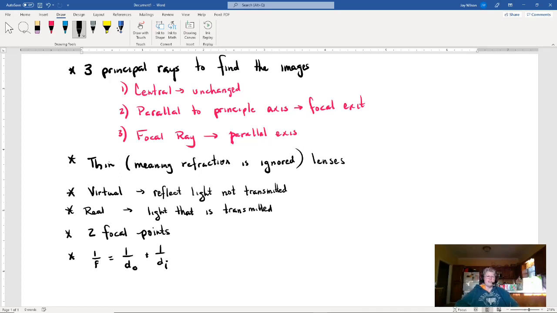Image distance. And we're still going to have that magnification is negative image over object, or magnification is height of image over height of object. So all the math you did with the last piece is going to be exactly the same except for the way we use the signs. That's going to be the big difference here.